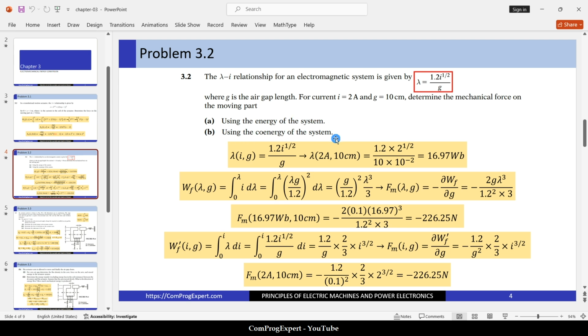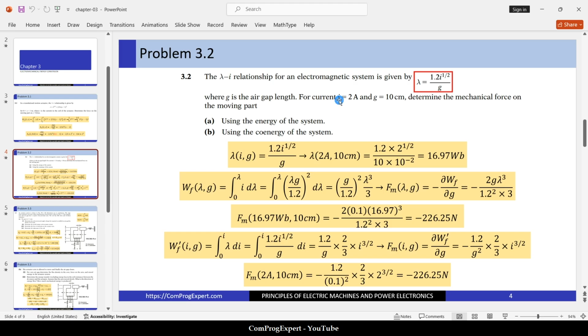Okay, the relationship between the flux linkage and current is given, and we should calculate the force using the energy formulation and co-energy formulation and compare for this specific operating point. The values that we calculate for the force must be the same. Both formulations must result in the same value for the force.